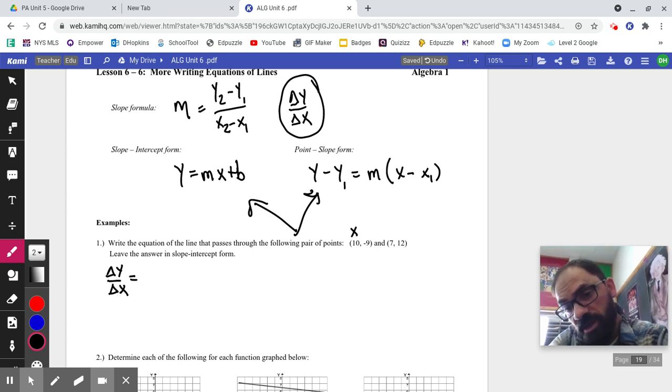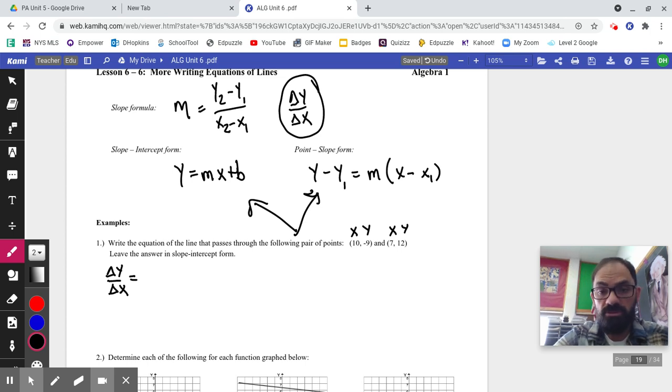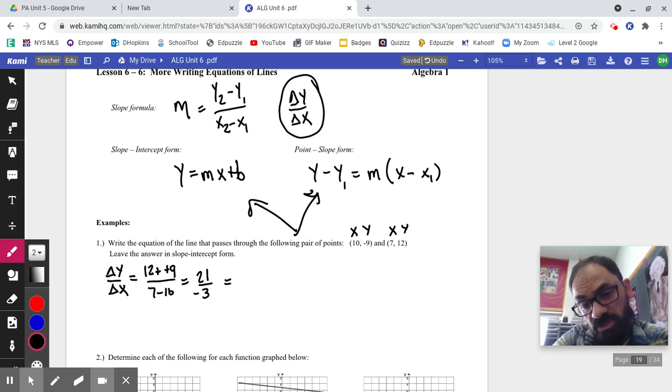We have an x and a y and an x and a y. So 12 minus negative 9 over 7 minus 10. So minus a negative is plus a positive. We get 21 here and negative 3 here, giving us a slope of negative 7. So I have a slope of negative 7.